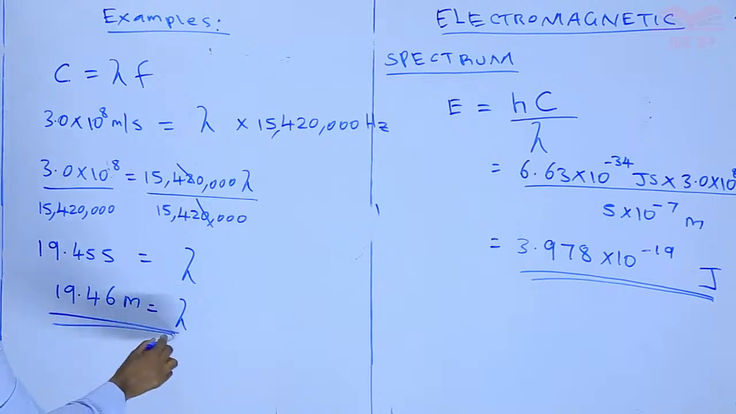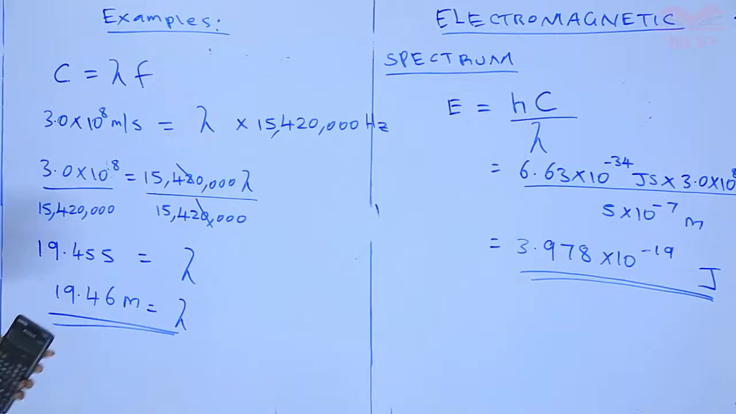Those are the units for wavelength. So our wavelength is 19.46 meters. And that is now the wavelength of the transmission for those radio waves. So we have 19.46 meters.